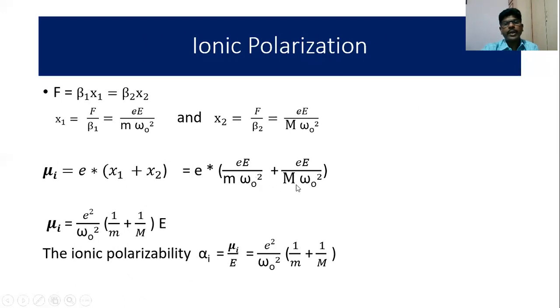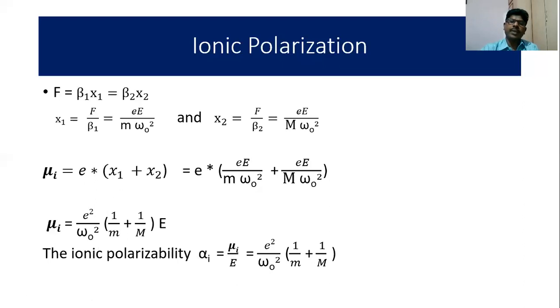Substitute the values of x1 and x2, and taking out common terms, we get mu I is equal to E square by omega naught square, brackets 1 by small m plus 1 by capital M, into E. Or the ionic polarizability alpha I is equal to mu I by E. Cancelling E, we get E square by omega naught square into (1 by small m plus 1 by capital M). So in this lecture, we have seen once again what is electronic polarization and ionic polarization, and also the derivation of electronic polarizability and ionic polarizability.